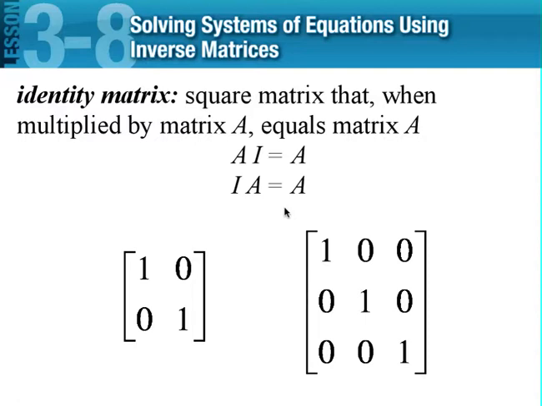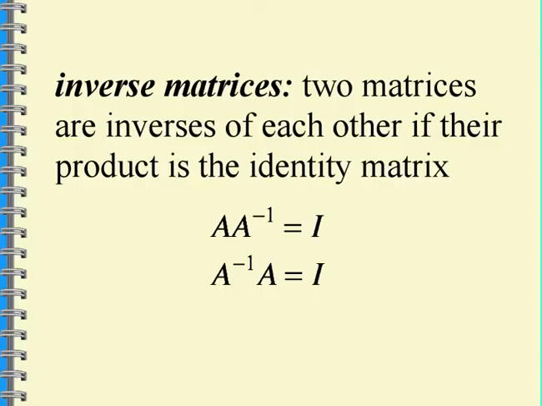Here are the identity matrices for a 2 by 2 and a 3 by 3. It has to be a square matrix. Notice that ones are along the diagonal, and everything else is zeros. So that's what the identity matrix is. Today we're going to talk about inverse matrices.